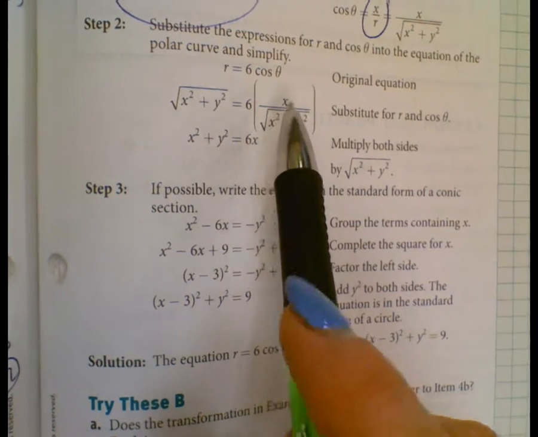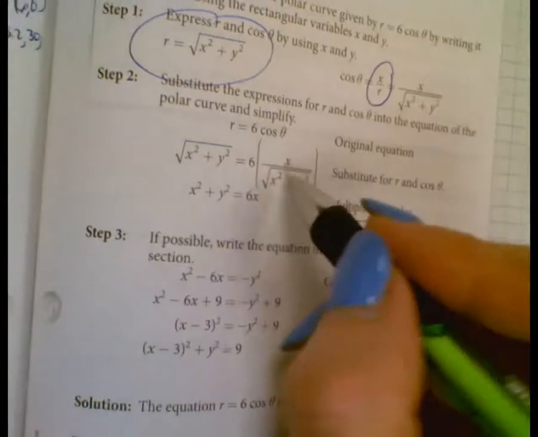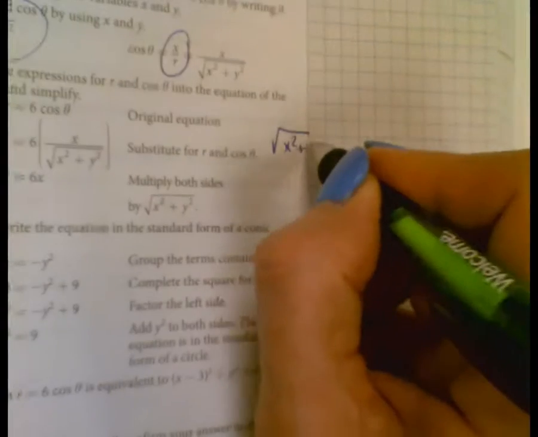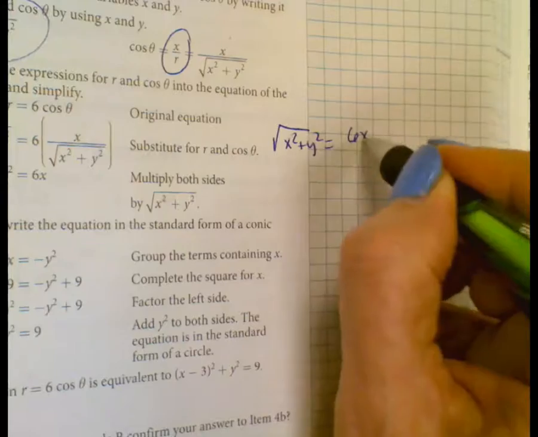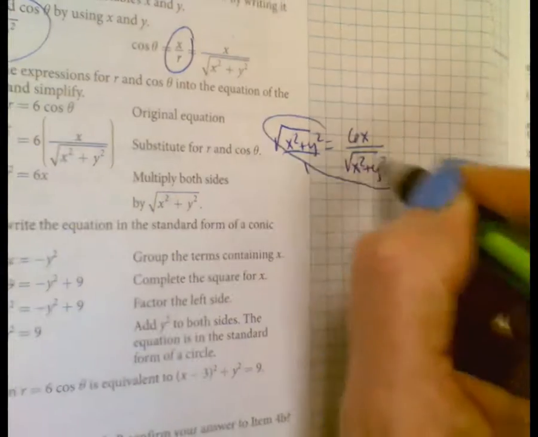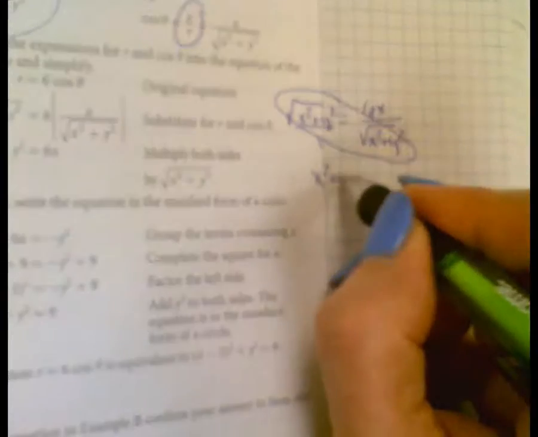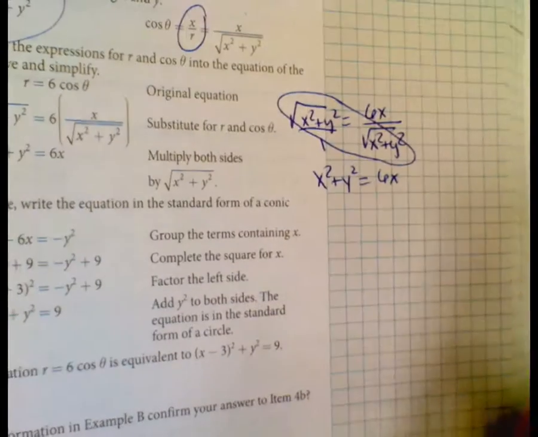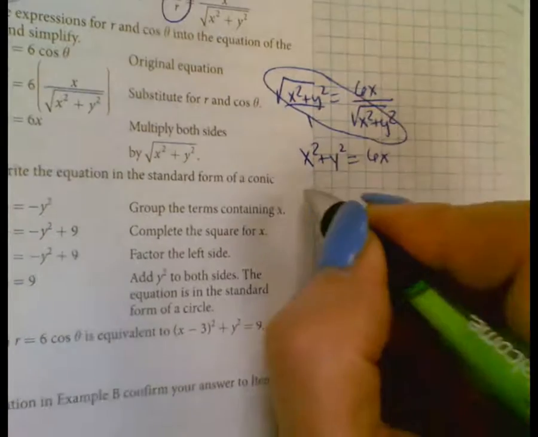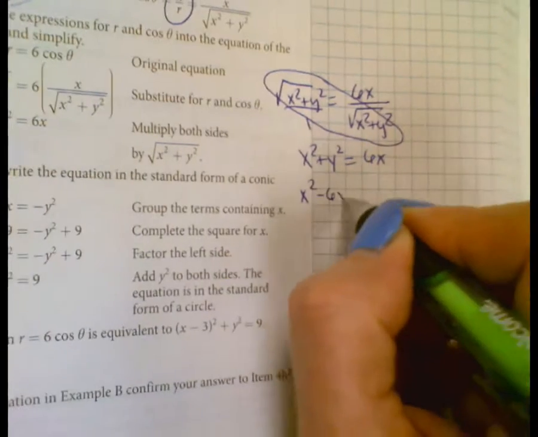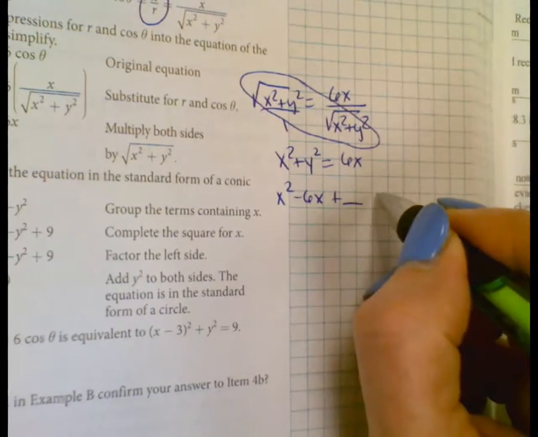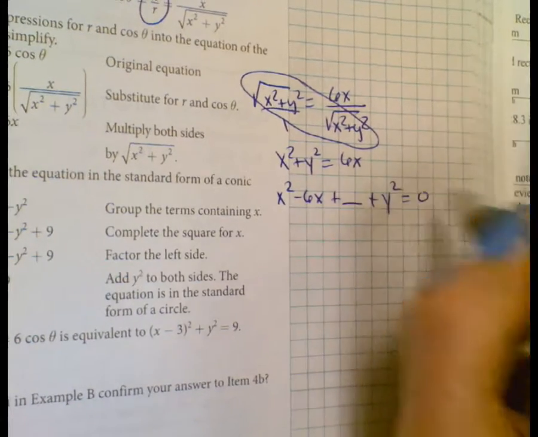What they did basically is they cross multiplied. They're kind of leaving out a step right here. They have x squared plus y squared, and I'm going to multiply the 6 with the top. If you cross multiply these, the radicals cancel, and that's how they got x squared plus y squared equals 6x. Now from here, they're going to complete the square. So they bring the 6x to this side, leave a space for a new term, put a y squared here, and set this equal to 0.